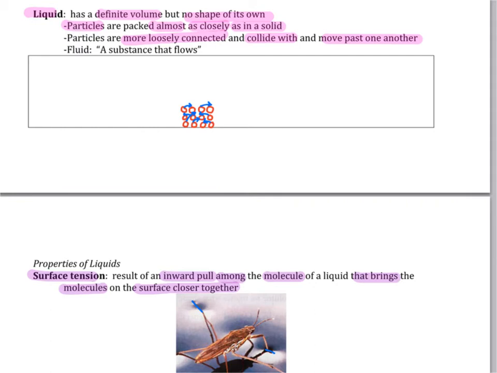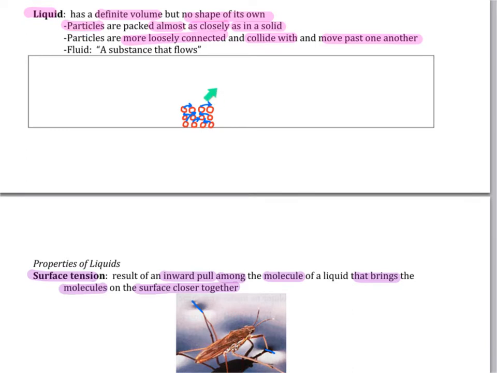The next phase that we are going to talk about are liquids. Liquids have a definite volume, but no shape of its own. The particles are packed almost as closely as in a solid, but these particles, when they're in their liquid state, are more loosely connected, and they collide with each other and move past one another. So one might say a fluid is a substance that flows.